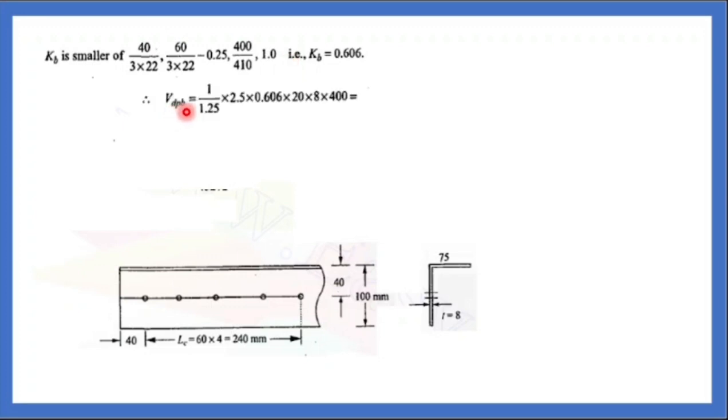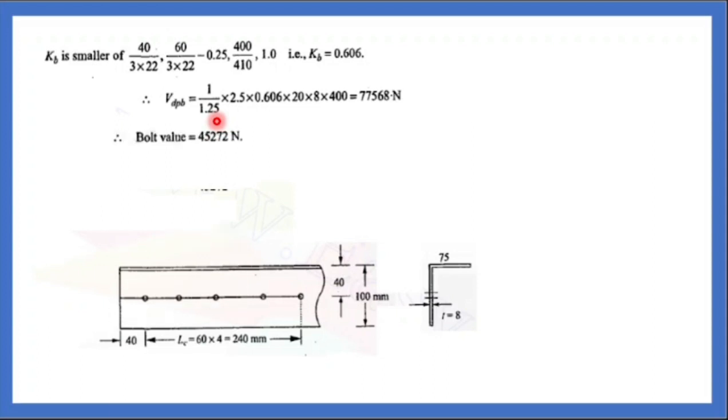Design plate bearing strength: you are having a member along with the plate, so which is the least thickness? Thickness of this angle section is 8 mm. What is the thickness of the gusset plate? 10 mm. So the least is the thickness of the angle section, so you can take this as 8. d is 20, the diameter of the bolt. Fu is 400, all the components are known. Divided by 1.25, you will be getting 7758 Newton.